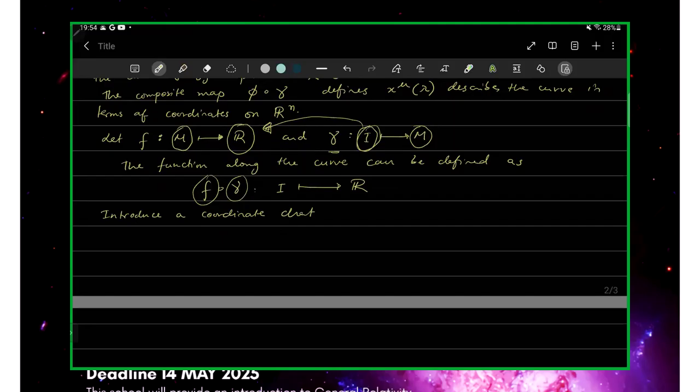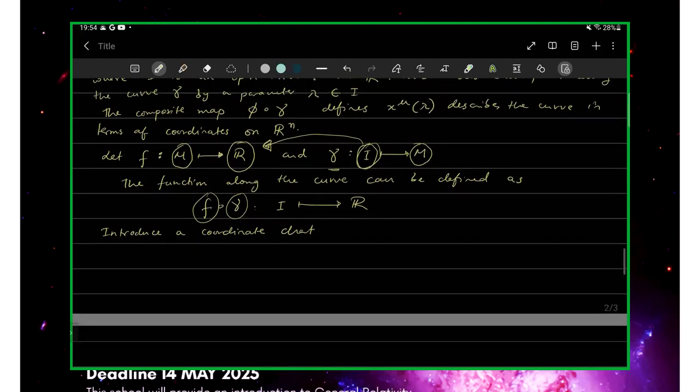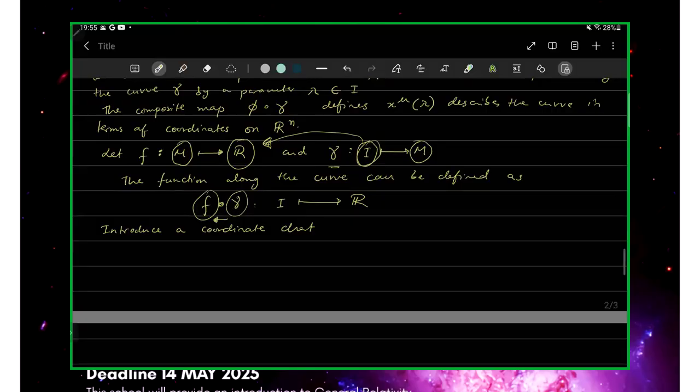Should it be gamma composition f or f composition gamma? This is actually f composition gamma, but the way you read these compositions is from right to left. So basically this is gamma first, then f, and hence it takes from I to R. Is that clear?